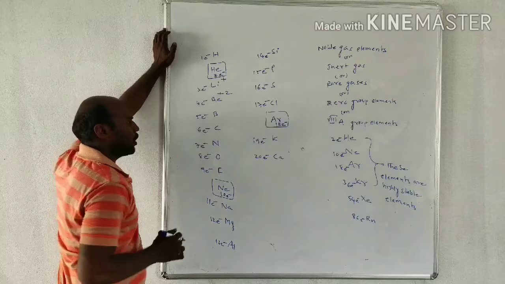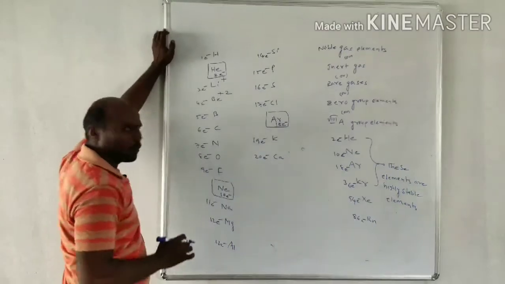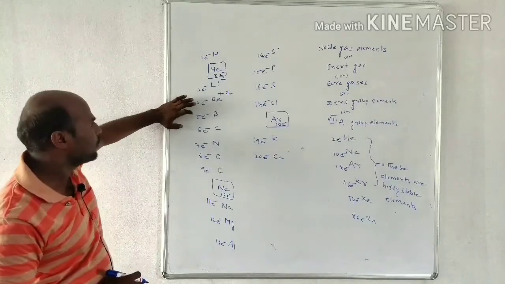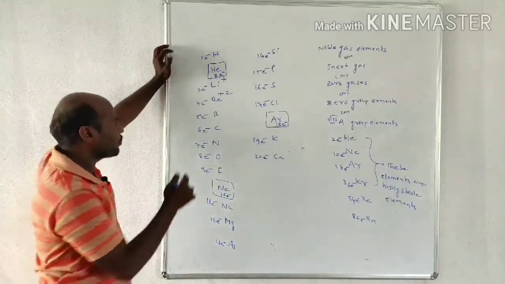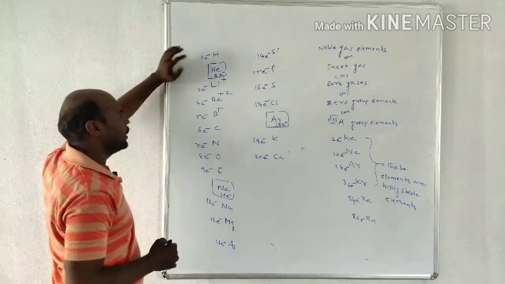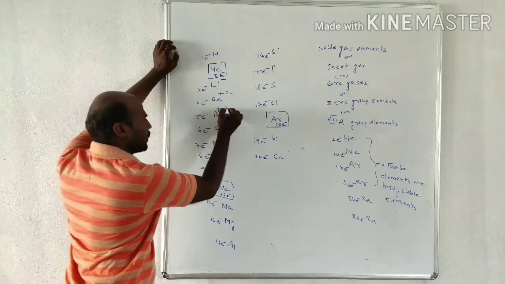Similarly for boron also. How many electrons are present in the boron atom? 5 electrons are present in the boron atom. It is also nearer to helium. So boron is converted to helium, it loses 3 electrons.